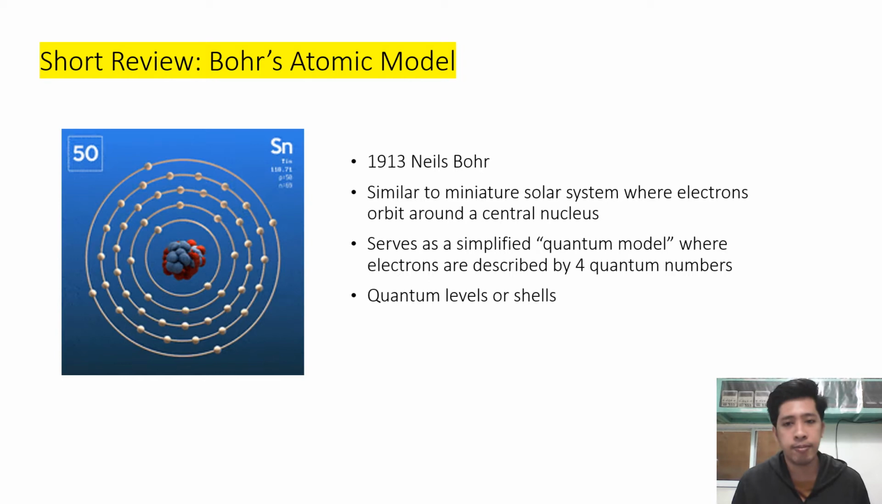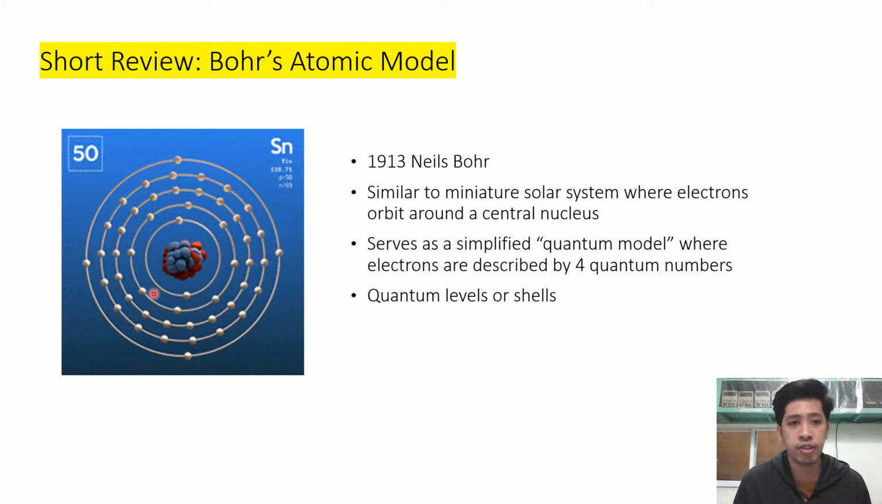Well, you know that the actual structure of the atom is not like this one where you have electrons orbiting around the nucleus, but instead you have electron clouds. What we have is a probabilistic distribution of electrons, not something like this where you know exactly where the electrons are. However, this can serve as a simplified quantum model where the electrons are described by 4 quantum numbers. And you have here in Bohr's atomic model quantum levels or shells for the energies.